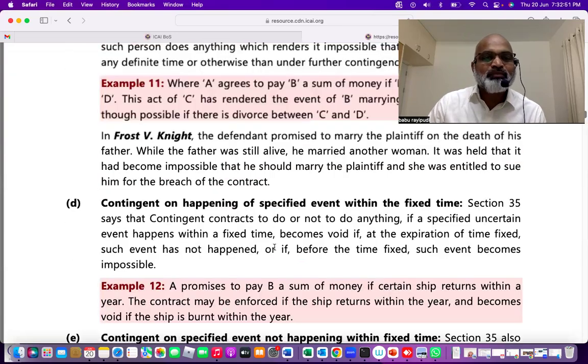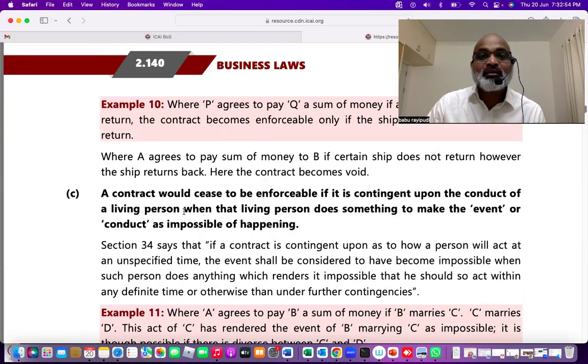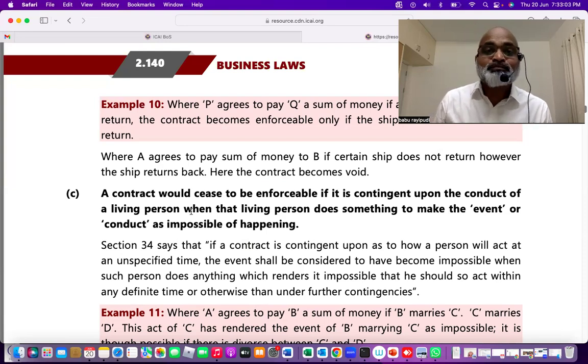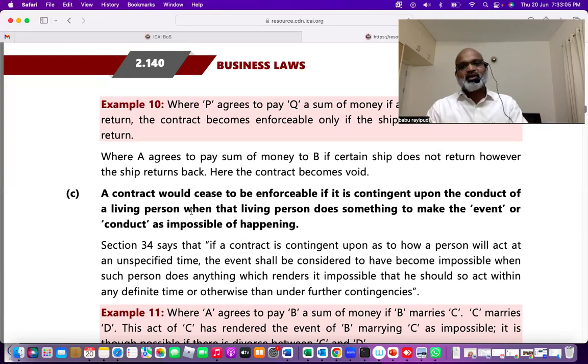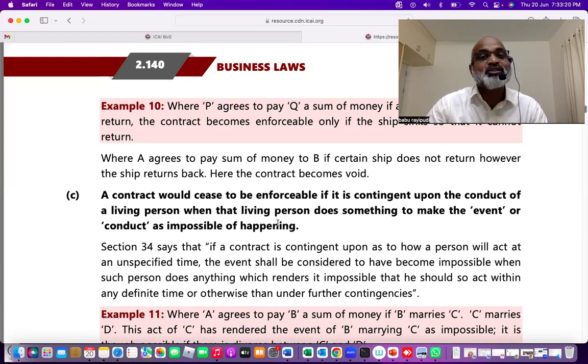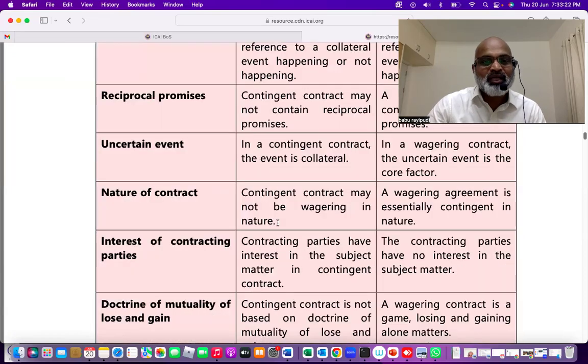In this, the middle one especially, you need to understand impossibility of conduct. If a promise has been made on the conduct of a person, and the person's conduct changes, so happening, non-happening, person's conduct, then happening within a fixed time, non-happening within a fixed time, then impossible events, like this you remember the sections. Put it in perspective. As a bunch you remember the sections. All right, that is one thing.